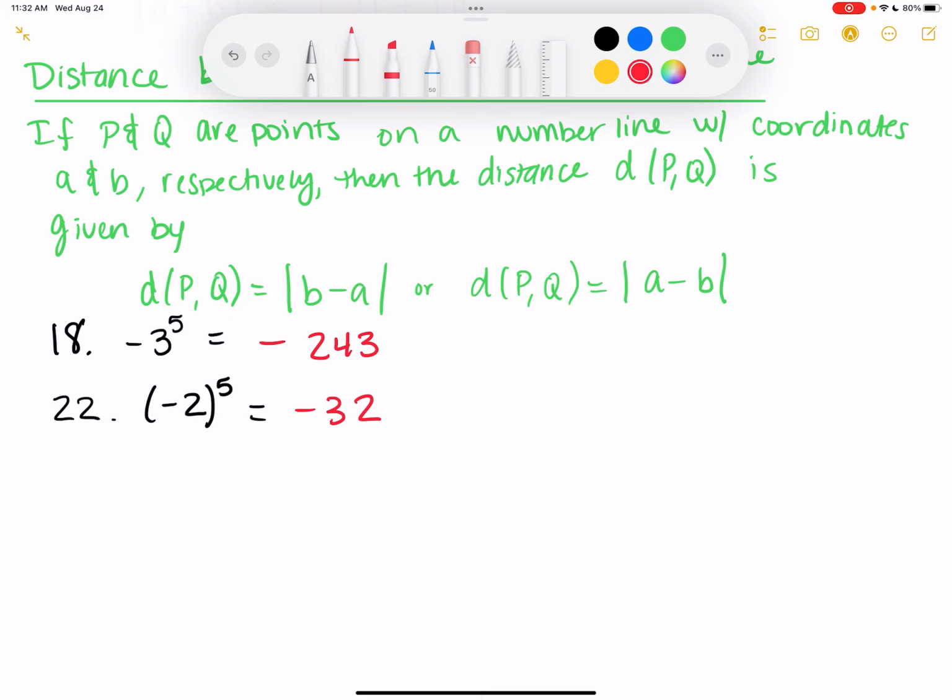All right, evaluate each expression. Okay, so big thing here is PEMDAS. Just don't forget it. I love PEMDAS.